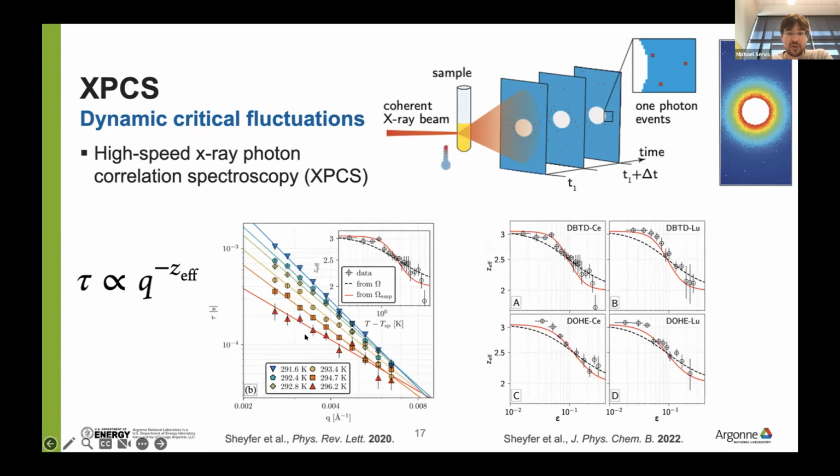And as we cool the sample, we see a crossover in behavior from an exponent of 2, which corresponds to typical diffusion behavior, to a value of 3. This is consistent with the dynamic critical phenomena theory, where there's this crossover as we get very close to the critical point. And so in this way, we're able to use dynamic measurements to understand the dynamics in these very complex solutions with the theory of critical phenomena once again.